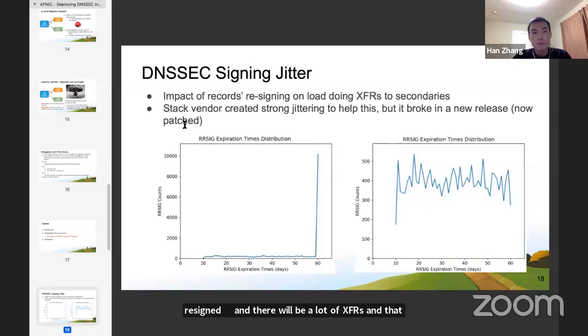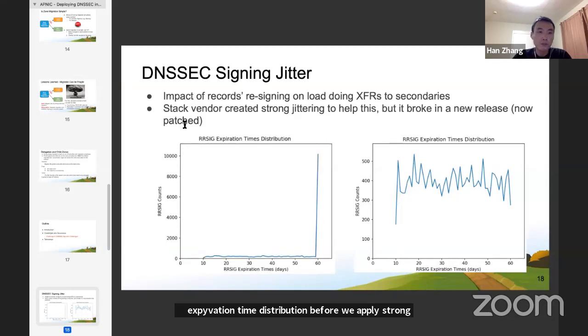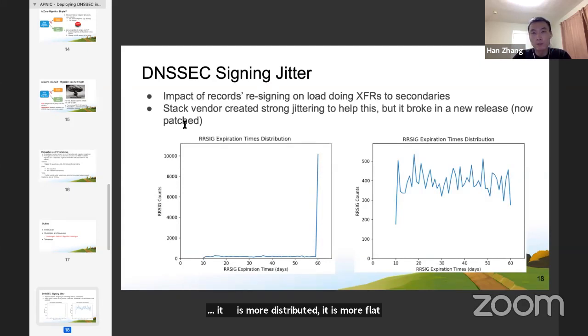To solve this problem, our vendor created a strong jittering for us. That means instead of letting all of the RRSIGs expire at the same time, the expiration time will be distributed. These two figures show the RRSIG expiration time distributions before and after we apply strong jittering. Before, almost all of the RRSIGs expire at the same time. After we apply it, it's more distributed, more flat. So that helps reduce the load of the AXFRs to the secondaries.